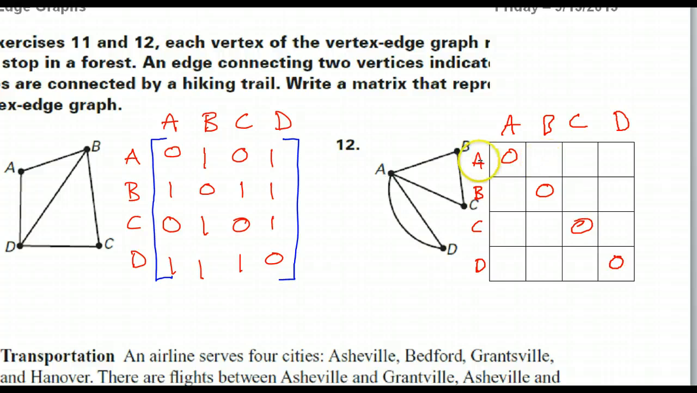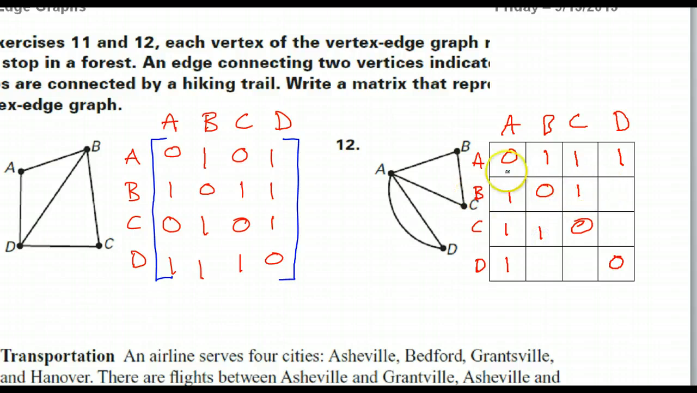What about between A and B? Is there a connection? Yes. That means between B and A there's a connection. What about A and C? Yes. That means C and A, yes. What about A and D? Yes. That means D and A. What about B and C? Yes. That means C and B.